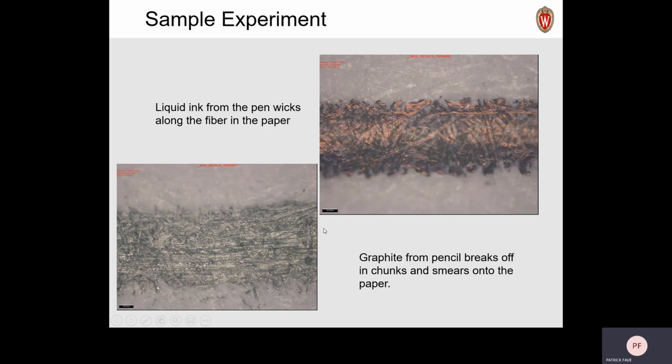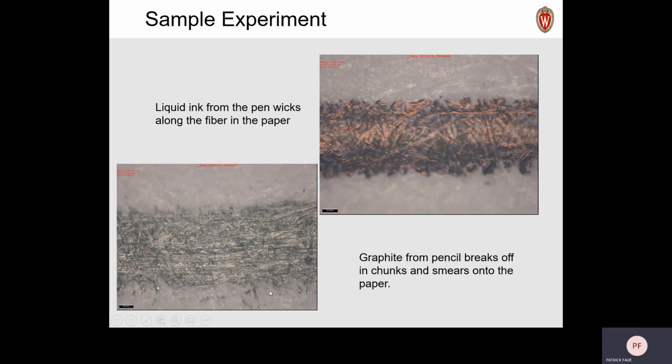Whereas the graphite on a pencil breaks off in chunks and smears on the paper as you drag the graphite along the paper. So you can see that the graphite has distinct lines in the same direction as the line itself. This is due to the smearing and breaking off of chunks of graphite as you drag it across the paper. You can also notice something for the graphite that you don't have for the pen: these little chunks on the outside of the line are simply splatter from when the graphite was breaking as it was dragging across.